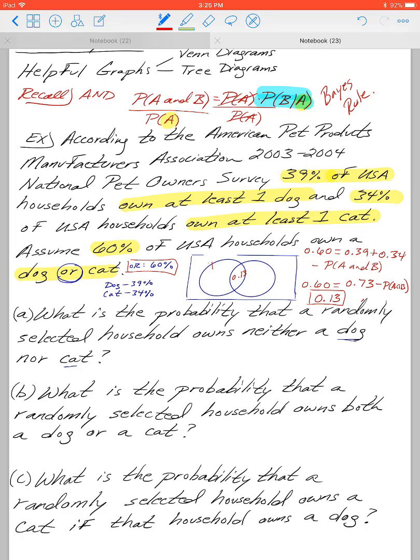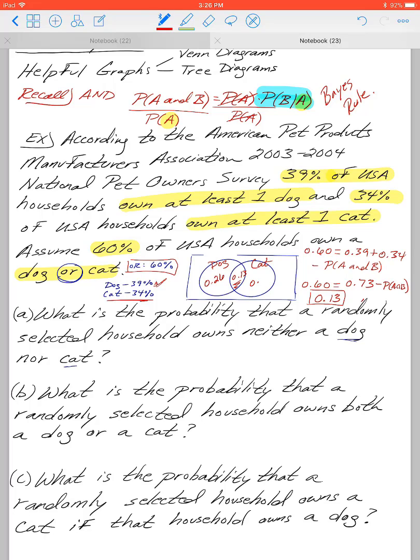So to figure out the remaining part, what we'll do is say, okay, if 39% have at least one dog, and I know that there's already 13% of dog represented here in this intersection, I'll simply subtract 39 minus 13. And we get 26%. Likewise for the cat, we have 34% of the households owning at least one cat, so we'll take 34% and subtract again that intersection to figure out the rest of the amount that goes into the cat section. So we have 21% or 21/100ths.